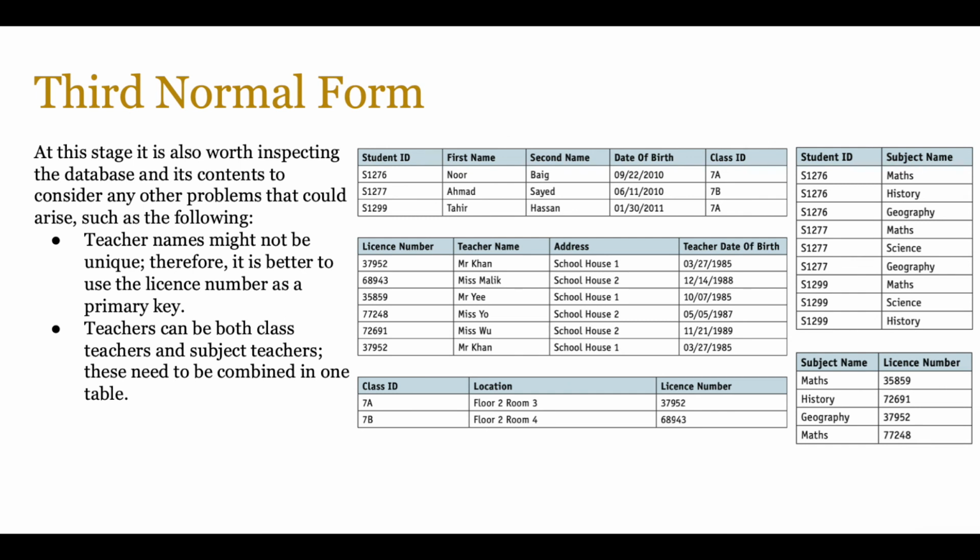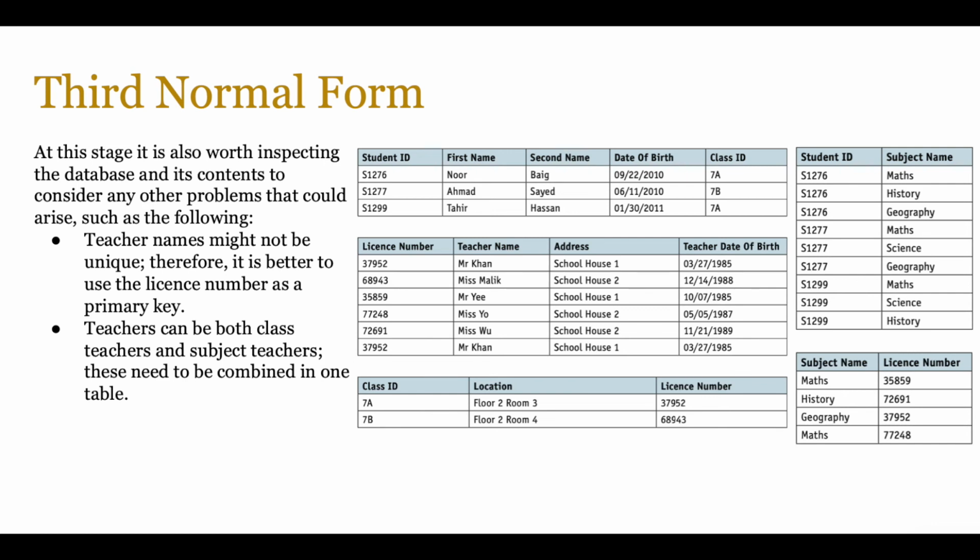So in the third normal form, it is worth inspecting the database and its contents to consider any other problems that could arise, such as teacher names might not be unique, therefore it's better to use the license number as the primary key, because you can end up with two teachers being called the same name. You know, their surnames could be exactly the same.